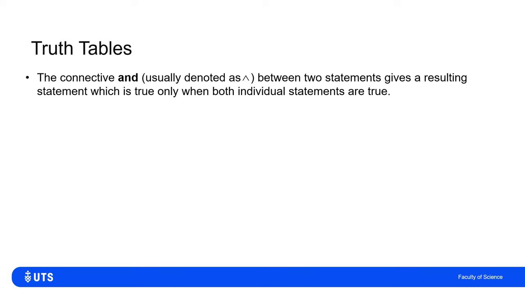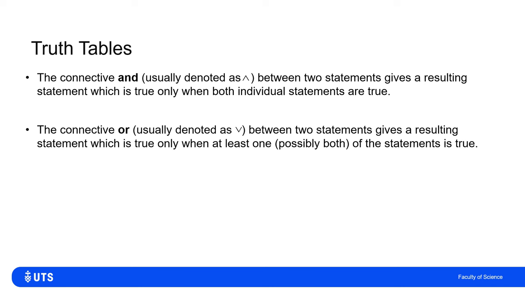So the connective AND is much less ambiguous, but logically we'll denote it with this upwards arrowhead. And if I've got two statements, the statement A and the statement B, A and B is only true when A is true and B is true.